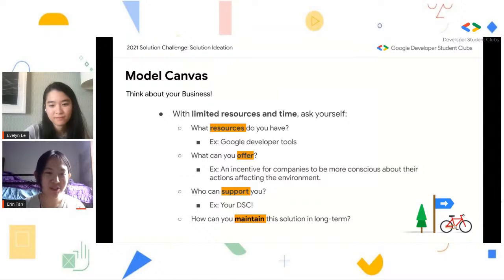And who can support you? Of course, if you're in here, you're probably part of the DSC community. And your DSC is not only a network limited to your club, but also to your community and even other clubs like what we have here. And lastly, thinking about how you can maintain the solution in the long term is not something that you might have to do immediately, but it's a good way to think about your revenue and your sources of revenue that you might get from your product.